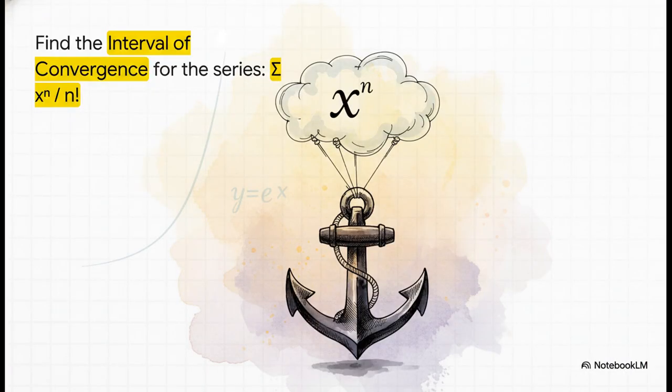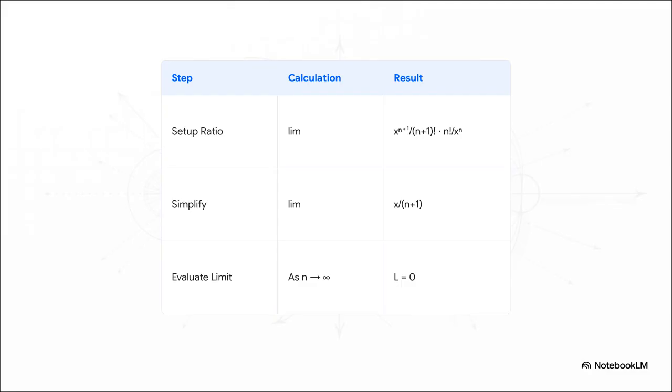Let's do one more. This one looks way simpler on the surface, but that n factorial on the bottom, oh, that changes everything. This is a super important series, by the way. It's actually how you build the function e to the x. Okay, we fire up the ratio test again. After we simplify everything, we're left with the limit of the absolute value of x divided by n plus 1.